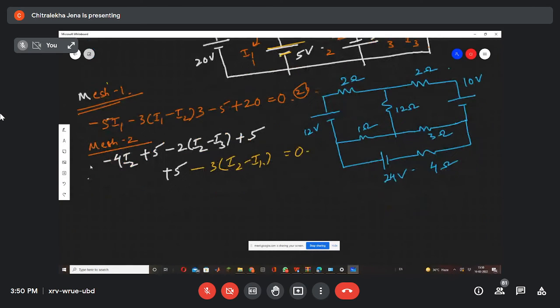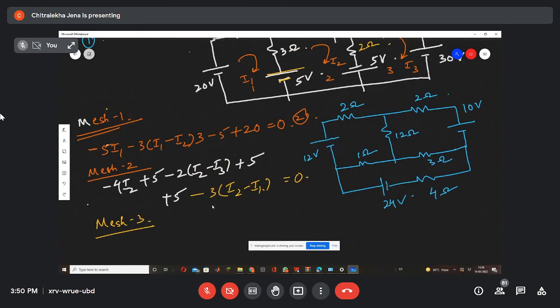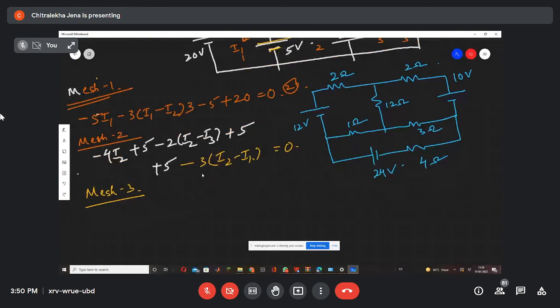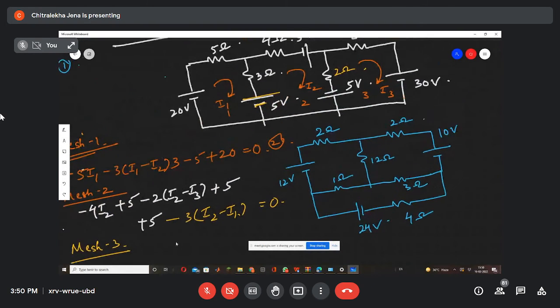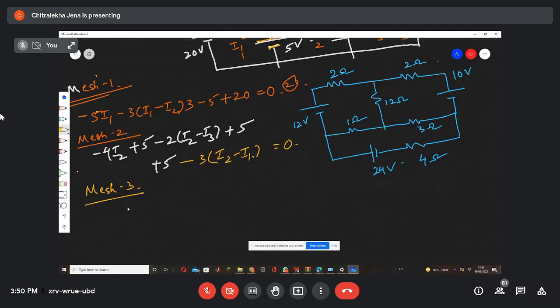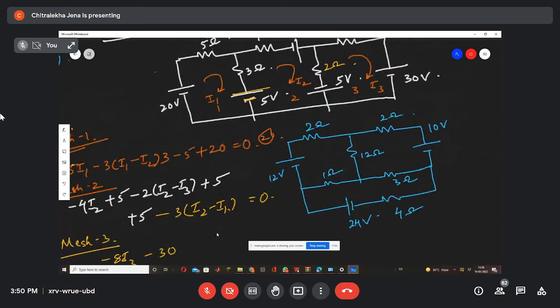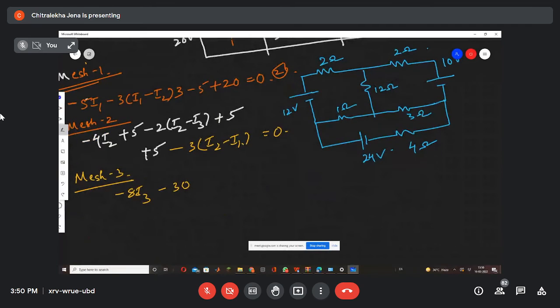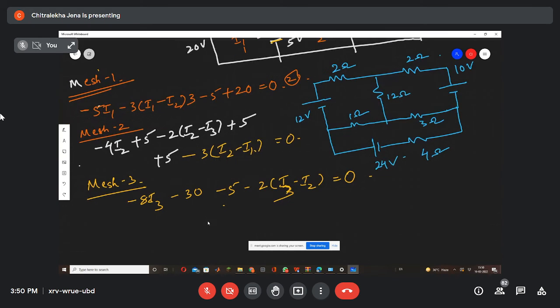Tell me. Still, yes, I got some wrong answers from you about that battery. Battery, I have repeatedly told you, no need to see the direction of the current. Then tell me. I3 minus 2 I3 minus 5, minus 5 minus 2 I3 minus 2 I3 minus 2, equal to 0. What about all of you? Yes ma'am. Anyone who did not understand, tell me.